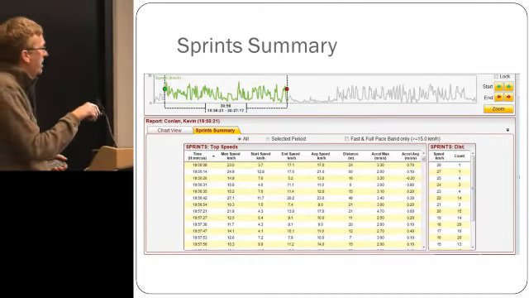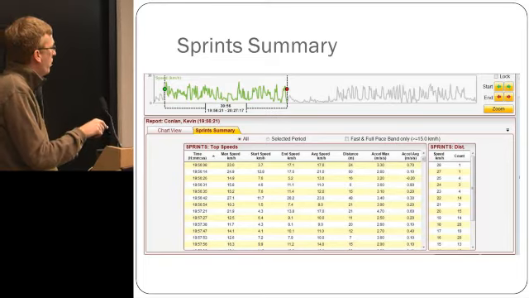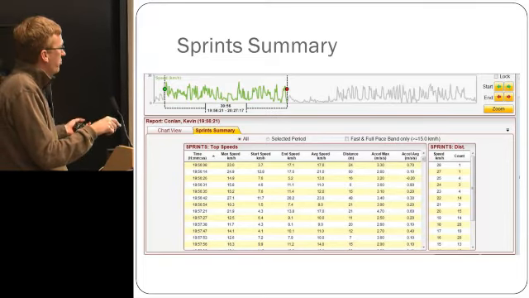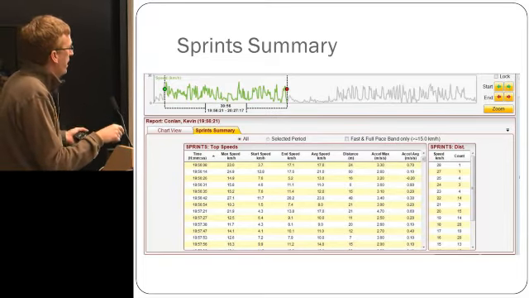And here we have tabular information about some of the sprints. When did he sprint during the game? What kind of speeds was he running at? How long did he maintain that for?